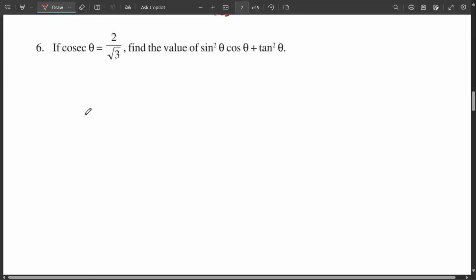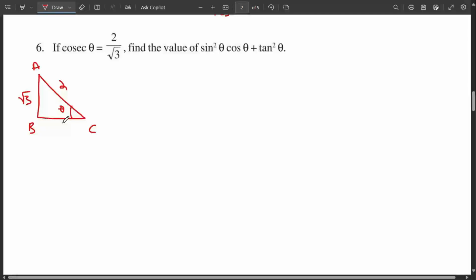So sixth question, it is given that cosecant theta is equal to 2 by root 3. You are supposed to find the value of sine square theta into cos theta plus tan square theta. Again, to find this value, we will draw a right angle triangle first, and we will consider this angle to be theta. And we will name this as A, B and C. Since cosecant is nothing but hypotenuse divided by the opposite side, so AC will be equal to 2 and AB is nothing but root 3.